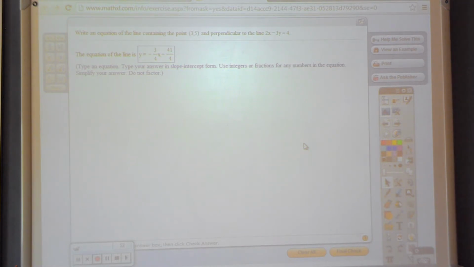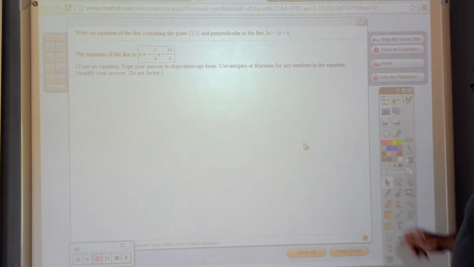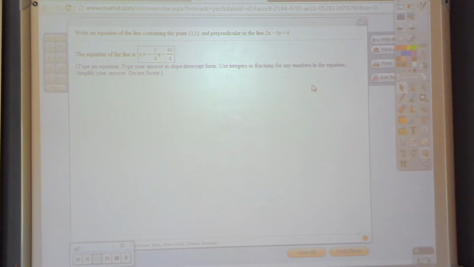All right. Now, for y'all's benefit, I'm going to... Oh, it's frozen. I'm going to do both. I'm going to do the parallel and the perpendicular. And close the windows, sorry.